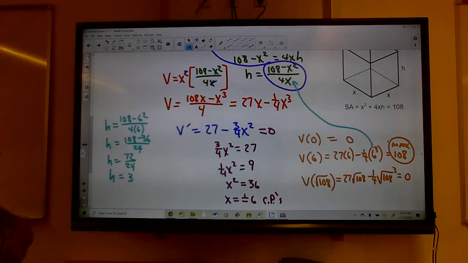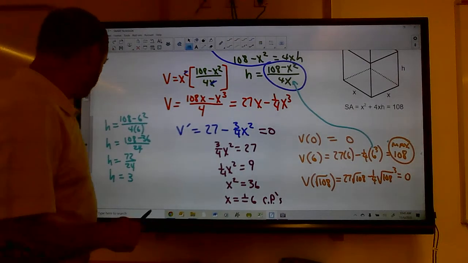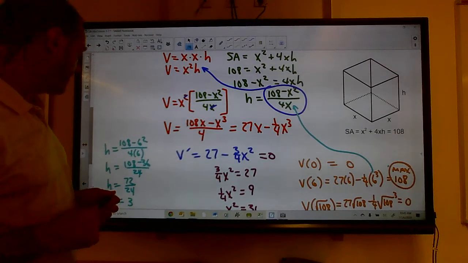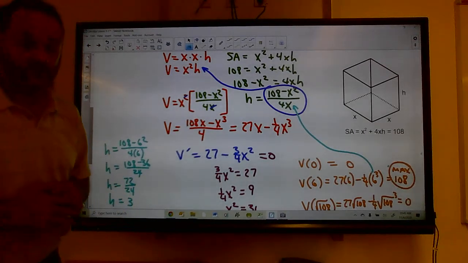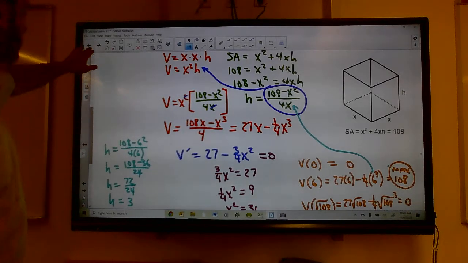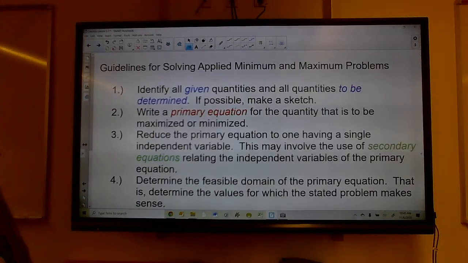So to maximize the volume of my box, I'm going to have the square base be 6 by 6 inches, and the height's going to be 3, and that's going to maximize the volume of my box. Okay.